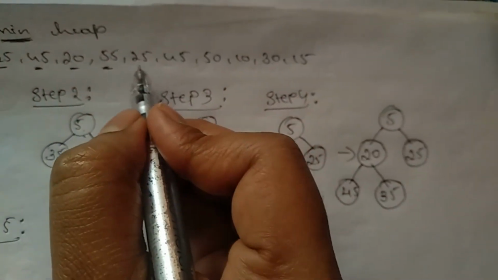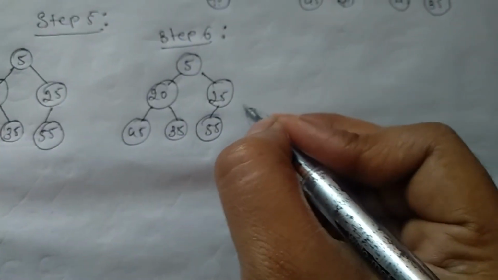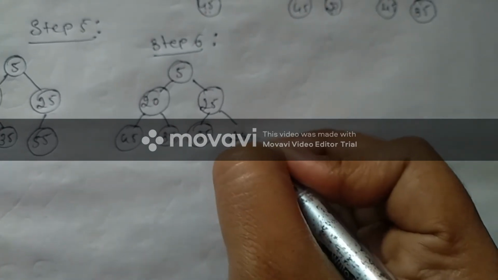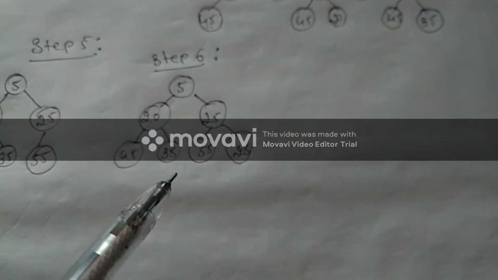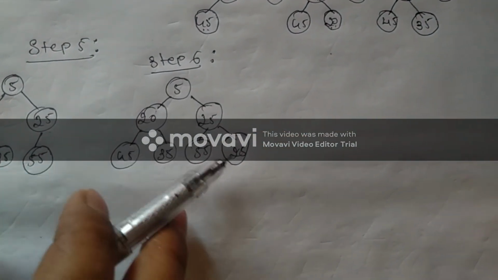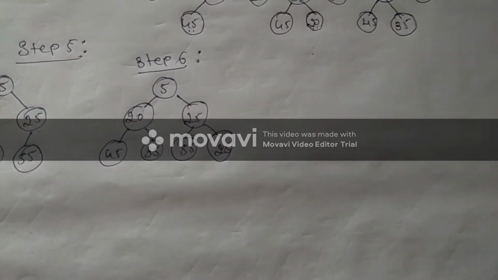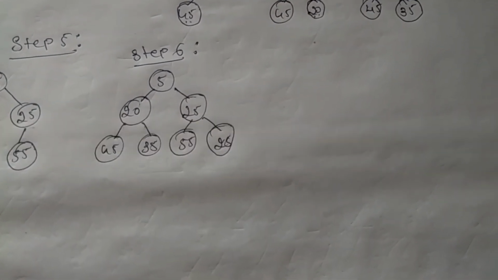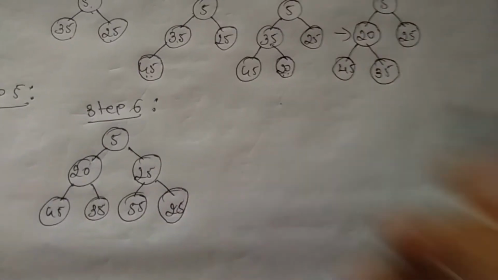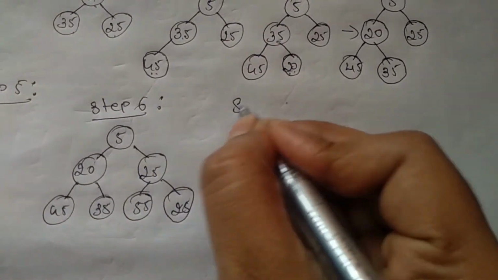Which is the next element? It is 25. Here 25 and 25 are equal, so no need to exchange. You just write it as it is. Okay. Next, go for step 7.